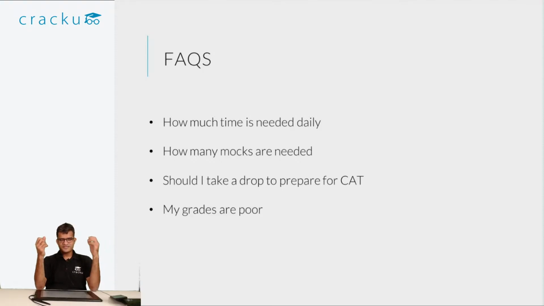My grades are poor. This is a question that is often asked. Many people tell us that their grades in 10th or 12th are poor, or that in their graduation they have not done very well, and ask what they can do now. The thing is, you can't do much about your graduation scores unless you are still studying. Then you can try to do well in the last year and improve your scores. But if you have already finished graduation, there is nothing you can do about it.